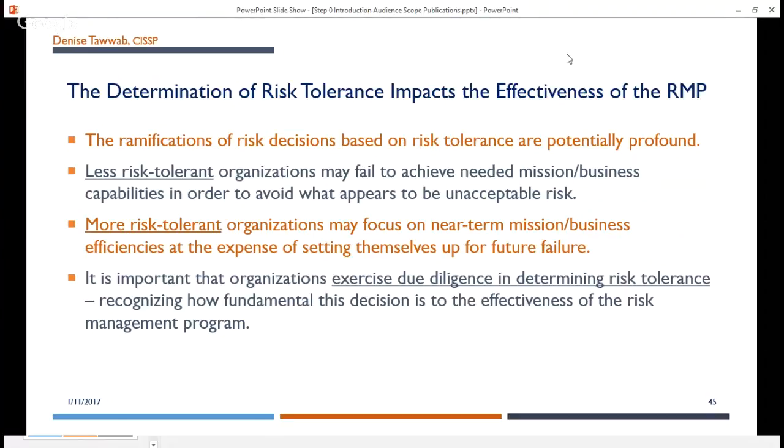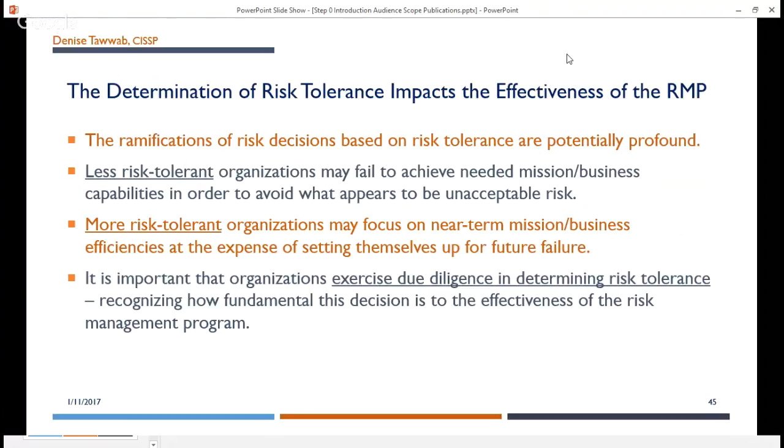More risk-tolerant organizations may focus on near-term business efficiencies at the expense of setting themselves up for future failure. So again, same situation, but a more risk-tolerant organization may jump too soon and assume too many risks just because they're more risk-tolerant, and they won't know that until later it bites them.